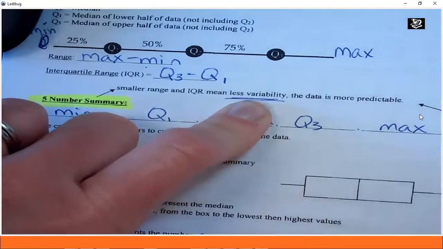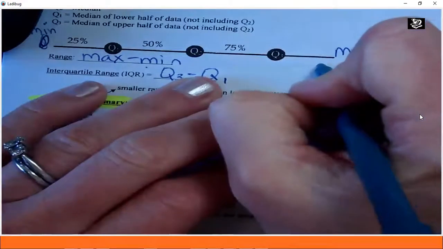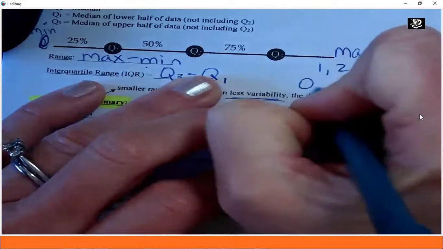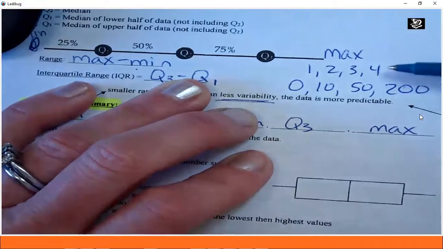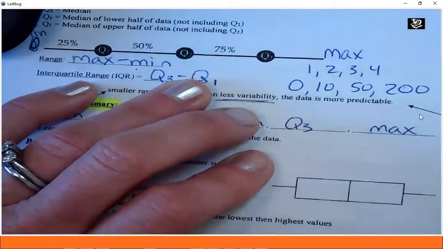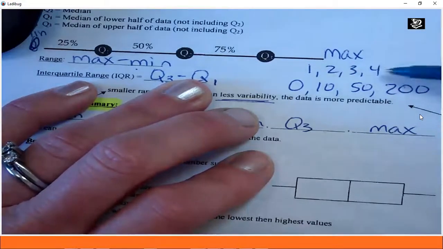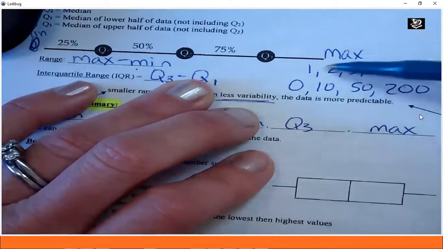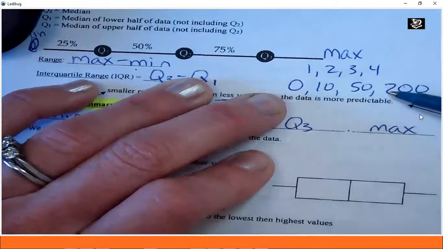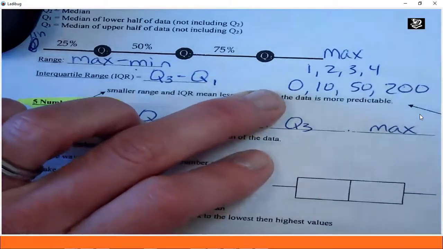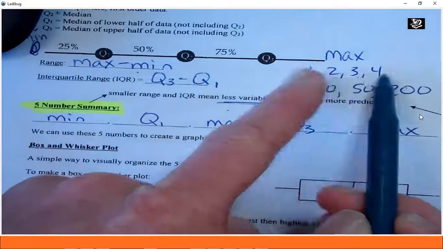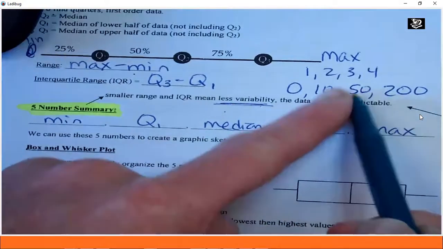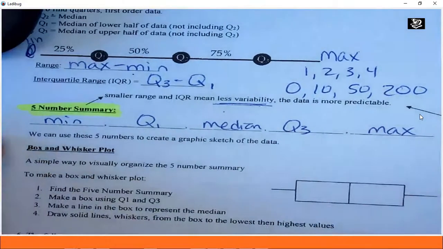Variability means variety. Okay. So which one of these data sets has less variability? The top one or the bottom one? The top one. These numbers aren't very, there's no variety. It's just 1, 2, 3, 4. This one, these numbers are really spread out. They're random. That means more variability. There's more variety, okay? So if the range is smaller, here the numbers are closer together, you have less variability. If the range is bigger, you have more variability. And we'll talk more about that tomorrow, okay?